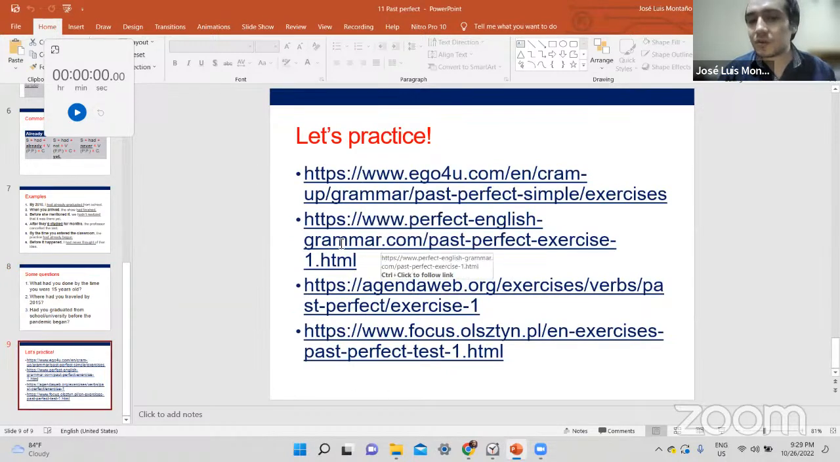And you have, as always, some links that you can use to practice past perfect. Okay, and as you can see here, this is the past perfect simple. There is the past perfect continuous that you're going to learn later on, but it's very simple. And it's the same difference as in the simple tense and the continuous tense. Let me know, please, if you have any questions before finishing now, girls.